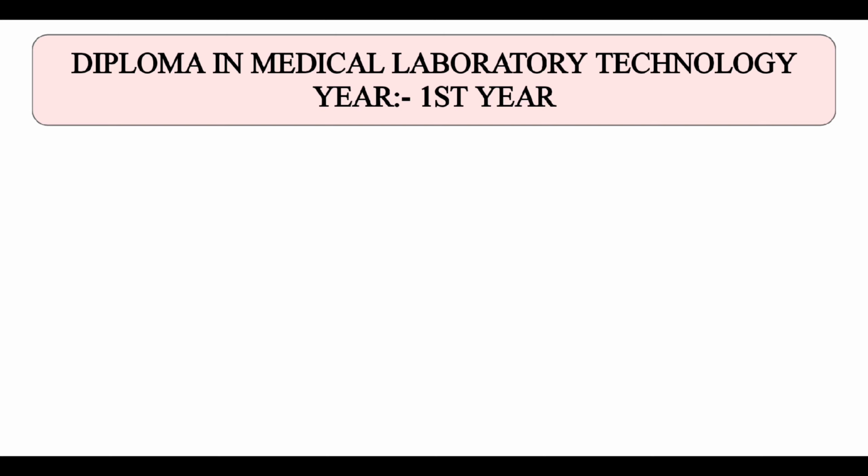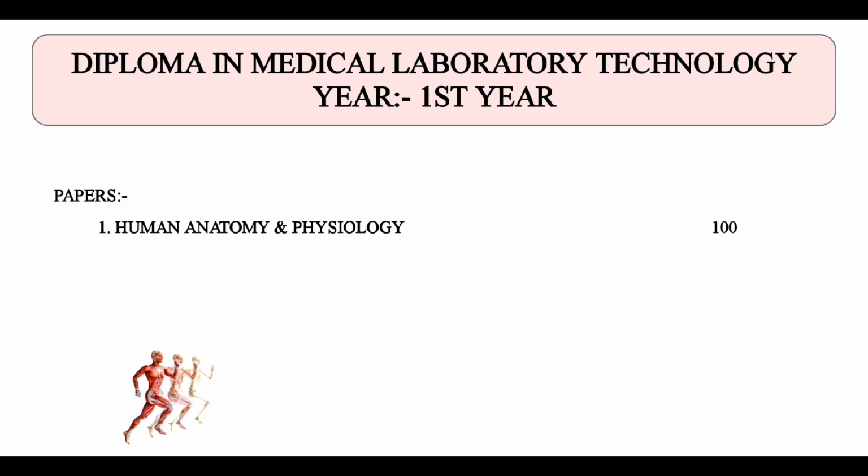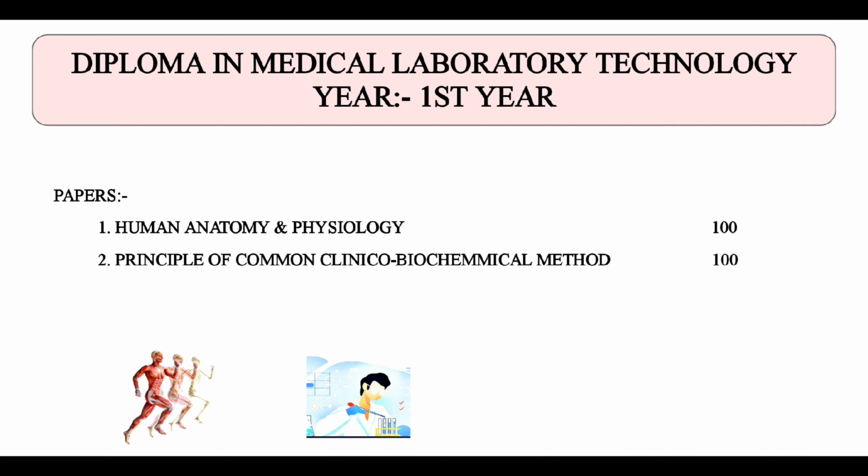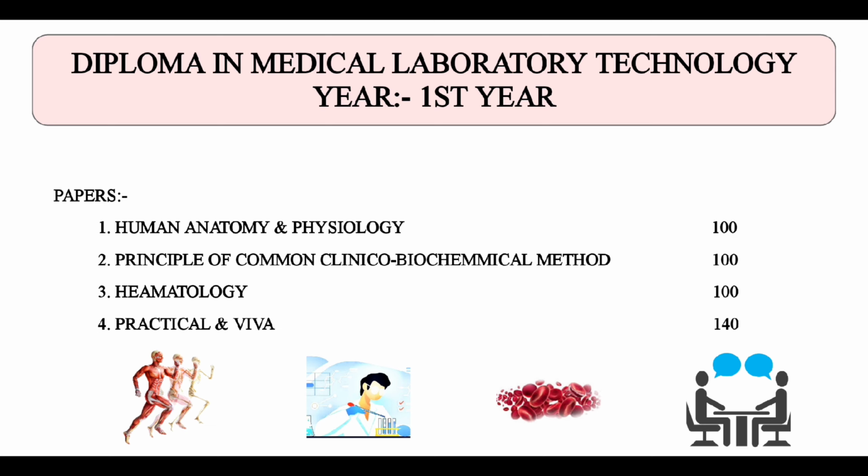Hi, this is Amir. There are 3 subjects in DMLT first year, with practical and viva. We're going to look at them one by one. The first subject in this course is human anatomy and physiology, which is of 100 marks. The second one is clinical biochemistry, which is of 100 marks, and the third one is hematology, which is also of 100 marks. The fourth and last one is practical and viva, which is of 140 marks.